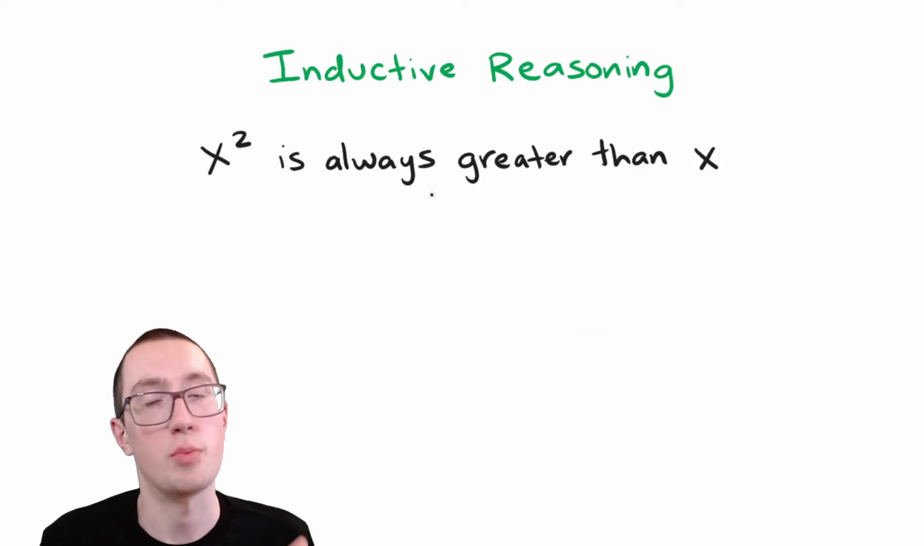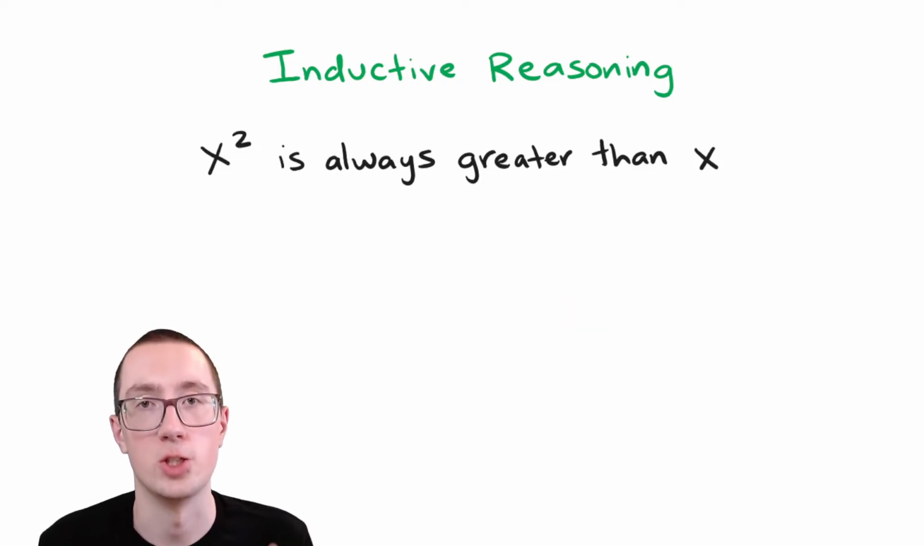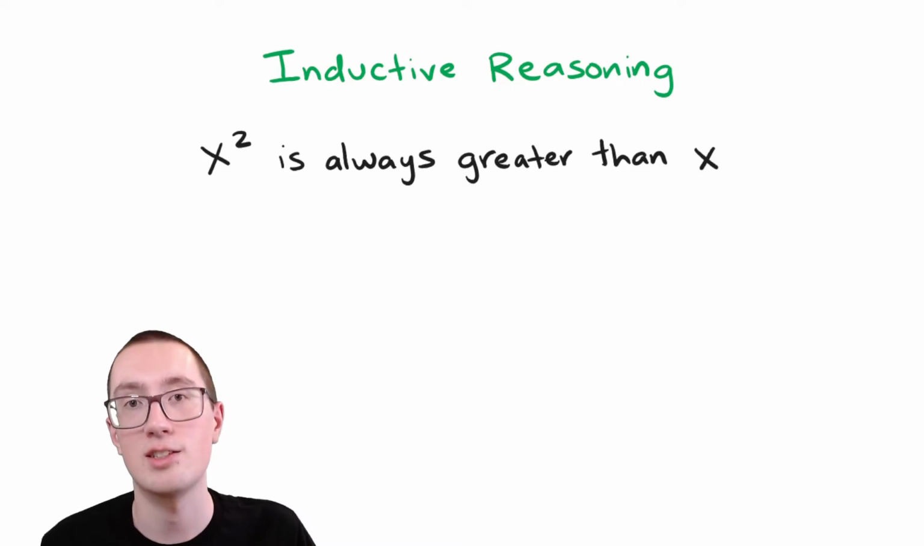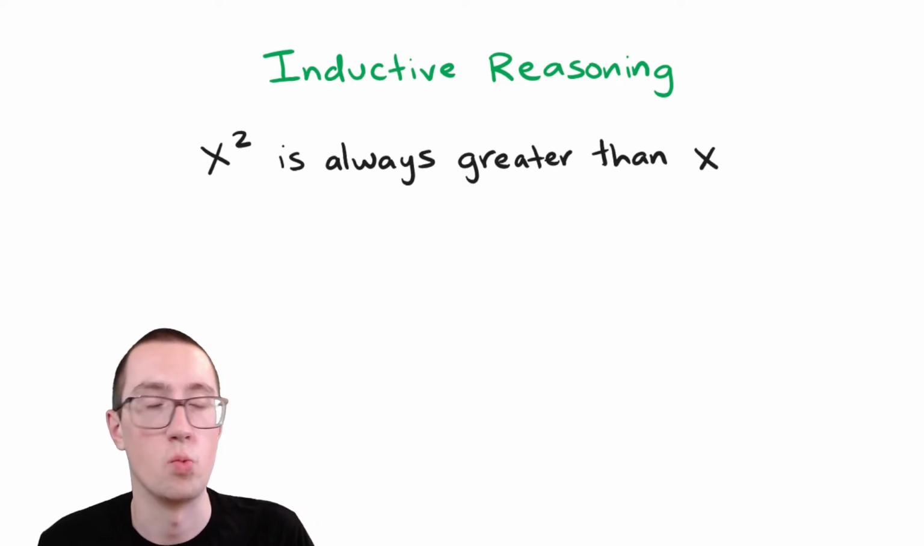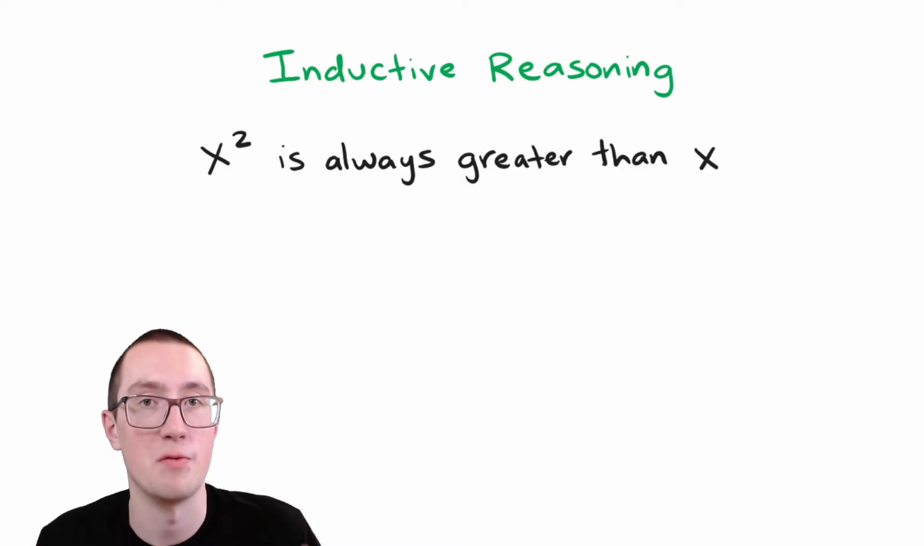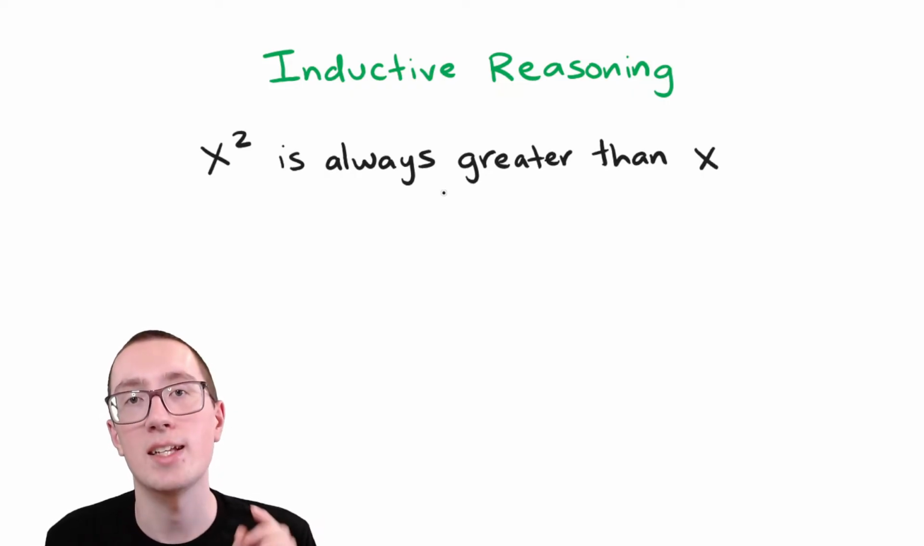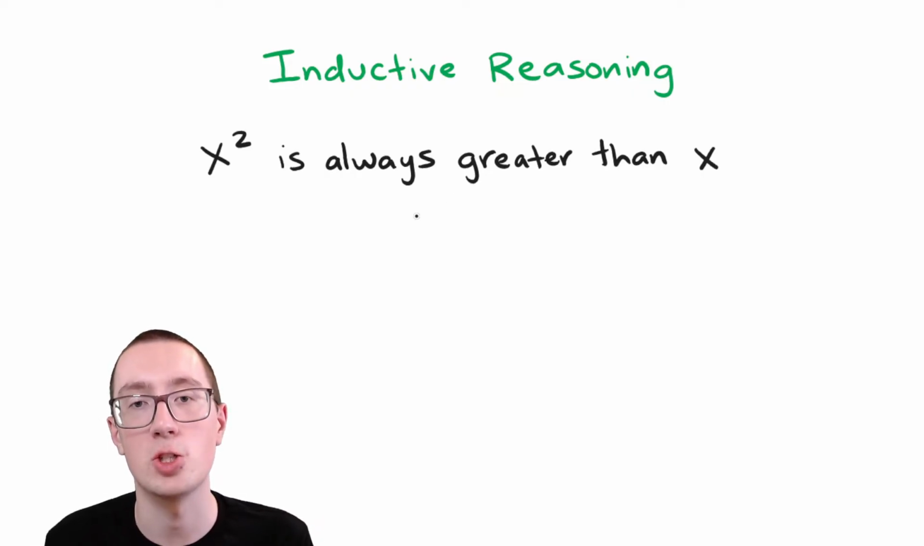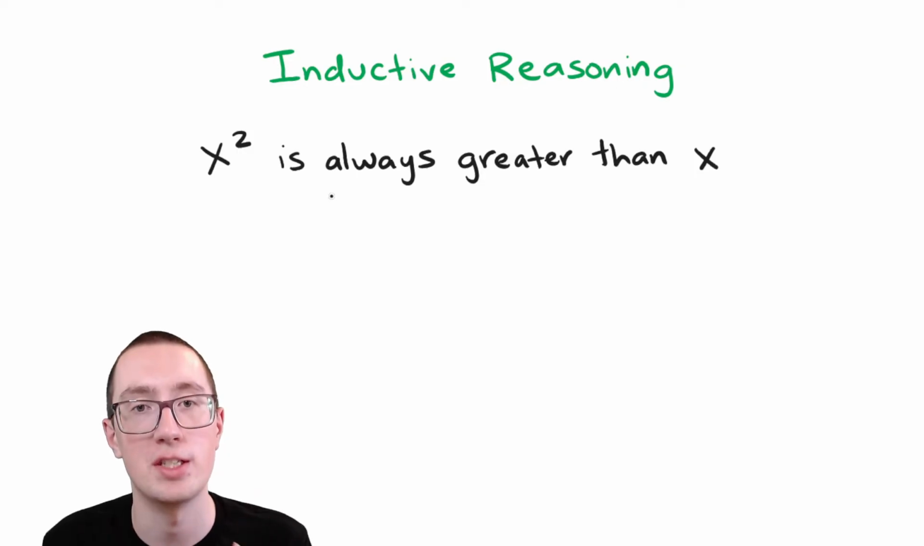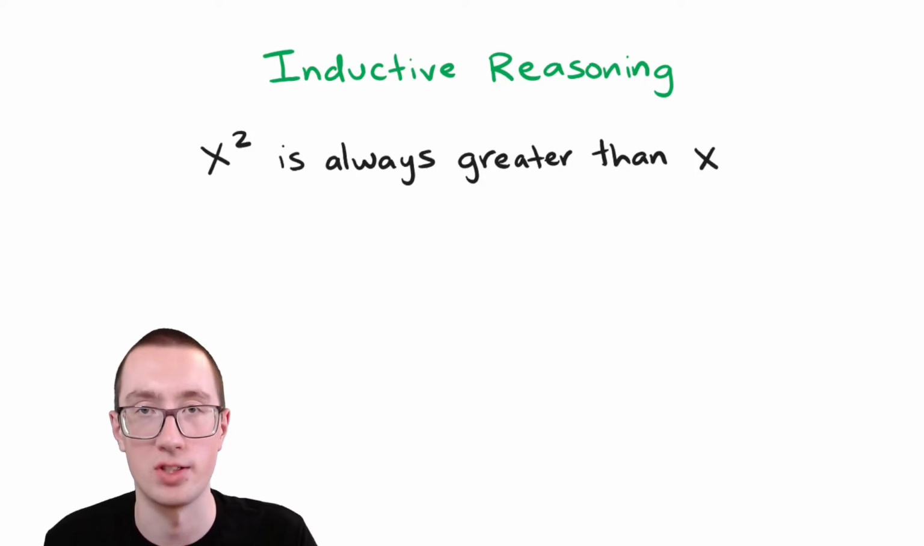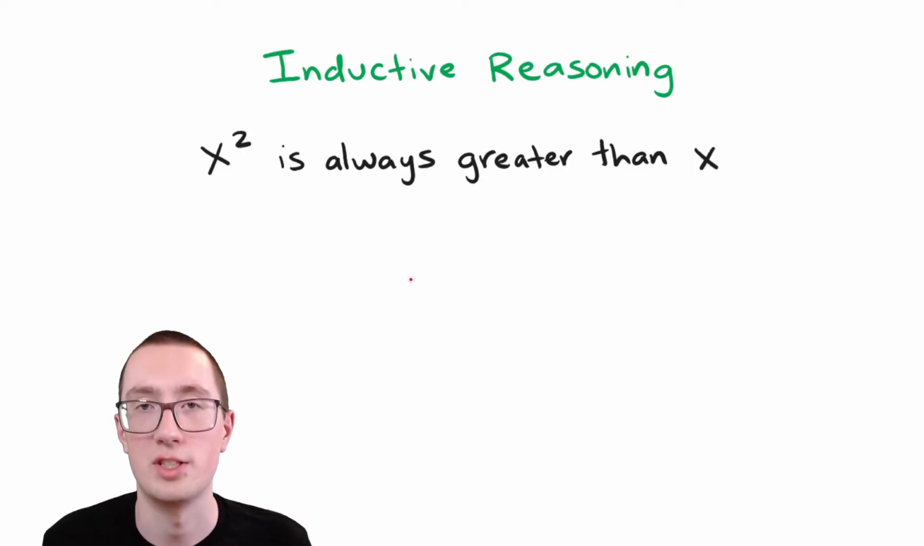You can't actually prove that this statement is true. This is a conjecture. The only way to prove it would be to test it with every single number, and there are infinite numbers, so we can't really do that. But we can disprove the conjecture if we can give just one example of this statement not being true, a counterexample. So what could be a counterexample of this statement?